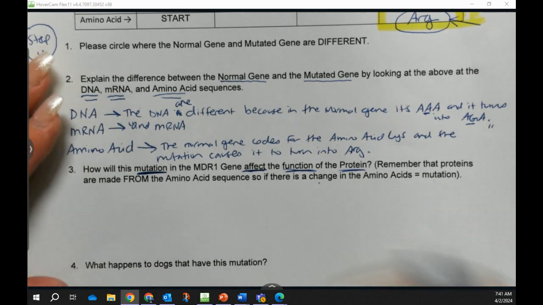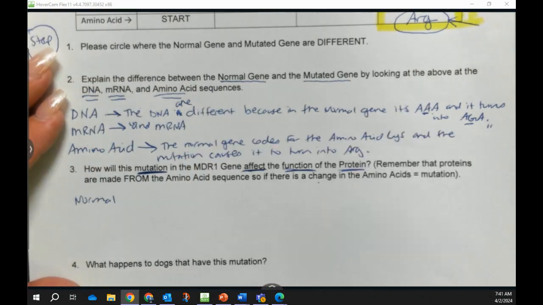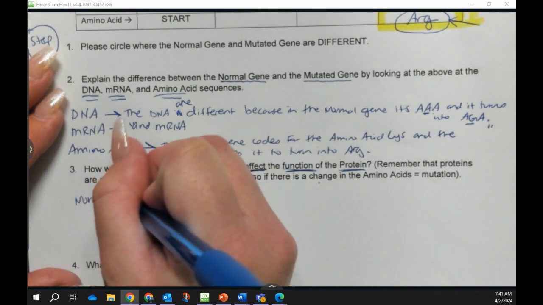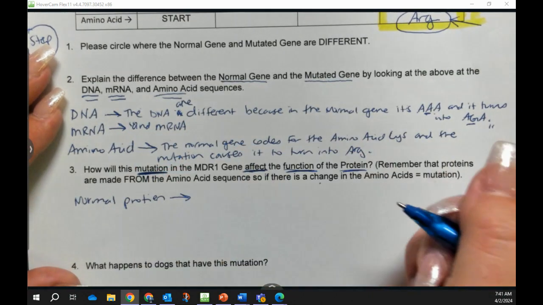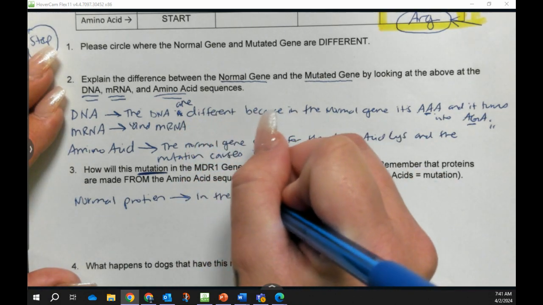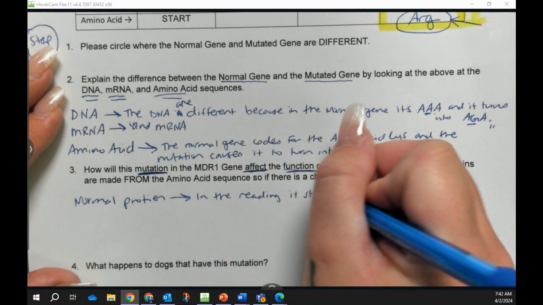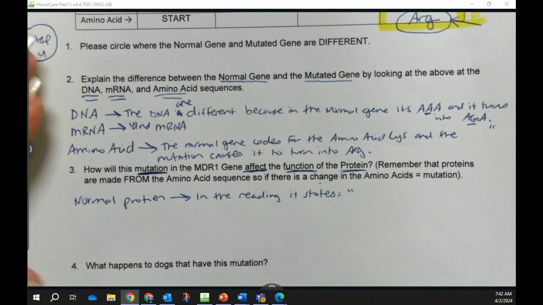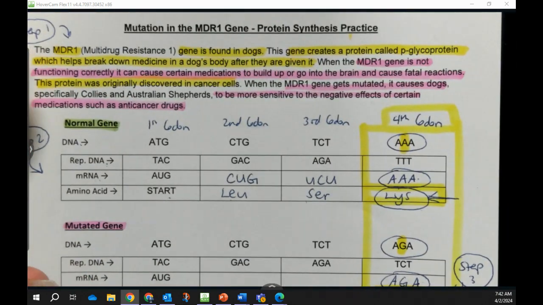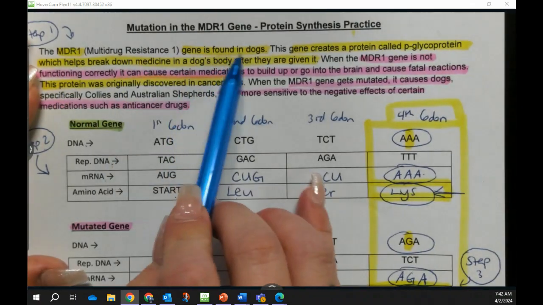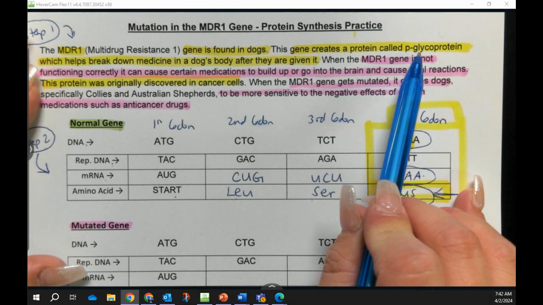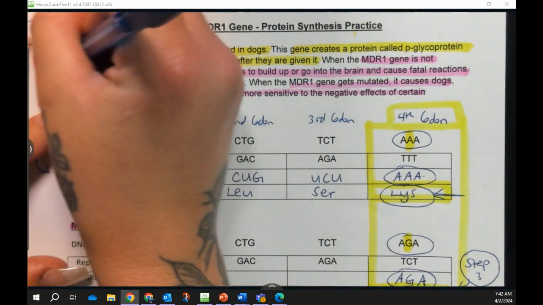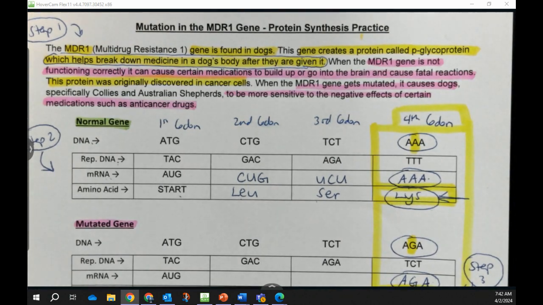Okay, so I would start off by looking at the reading. Okay, so normal protein. In the reading, it states, let's look. MDR1 gene is found in dogs. The gene creates a protein called P-glycoprotein, which helps break down medicine in dogs' bodies after they are given it. Boom. That's what it does. That's what the normal protein does.